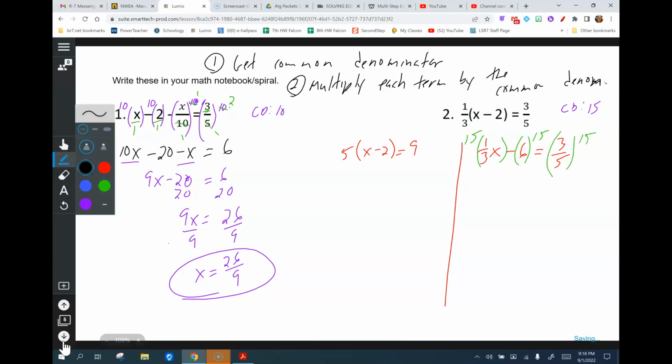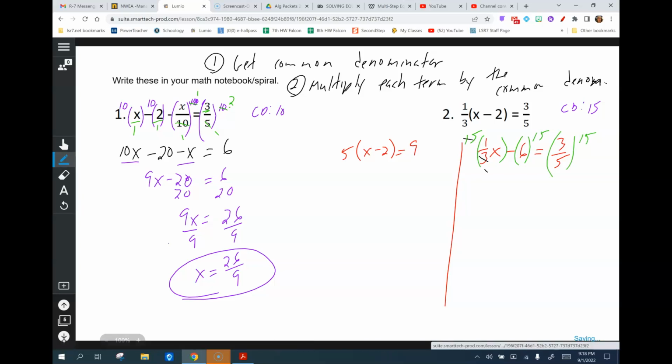And now I'm going to get my 3 cancels, so I have 5x minus, nothing cancels there, so 6 times 15 is 90. Here my 5 cancels. 5 goes into 15 3 times. 3 times 3 is 9. And then we solve that equation.